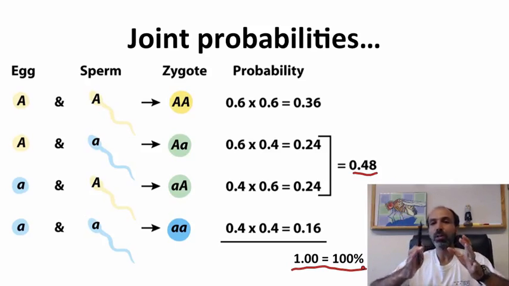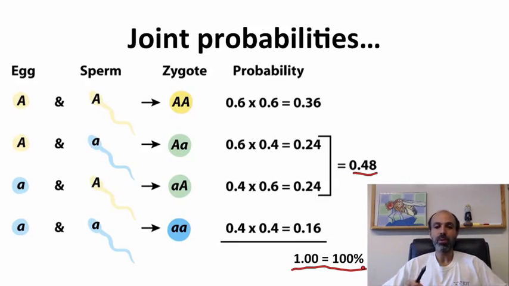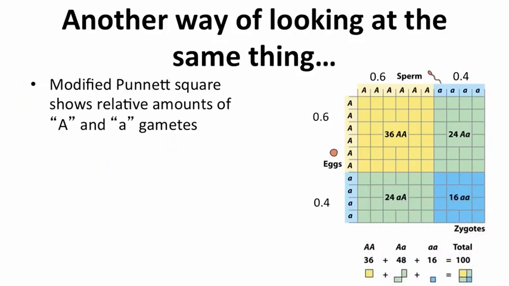Now let me show you just another way of visualizing the same thing. Rather than using this sort of joint probability approach, let's visualize it a little bit differently. We can use a modified Punnett square to show the relative amounts of the big A and little a gametes. So again, this is exactly the same thing. It's 0.6 big A, 0.4 little a. And we have here the sperm on this axis, the eggs on this axis. Note the size here, the relative size. This is a 6x6 block. This is a 4x6 block, 4x6 block, and 4x4 block.